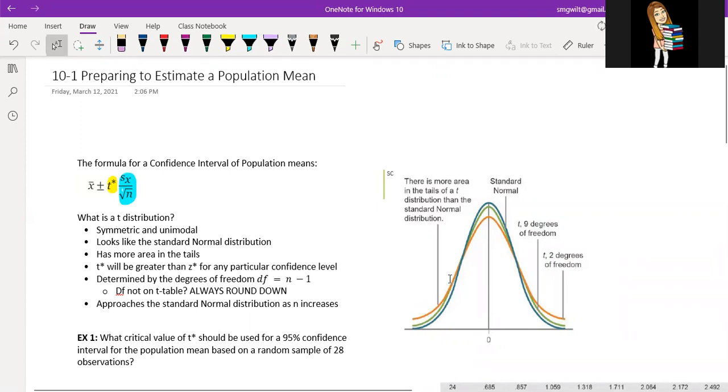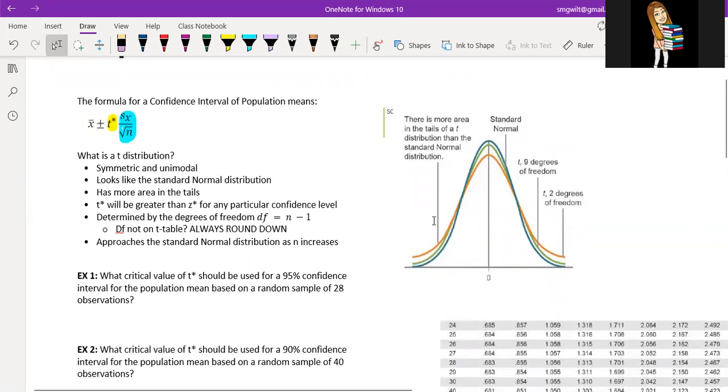In a t-distribution, there's more area in the tails than in a standard normal. The standard normal is the orange distribution here. Then they show you one with 2 degrees of freedom, which is the orange, and the green is 9 degrees of freedom, just so you can see the difference between the areas. It looks like the lower the value for the degrees of freedom, the more area you have in the tails. It's still symmetric and unimodal the way a normal distribution is. It does look like the standard normal, but it has more area in the tails. Because of this, t star will be greater than z star for any confidence level.